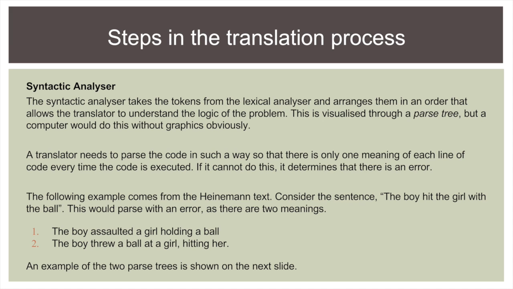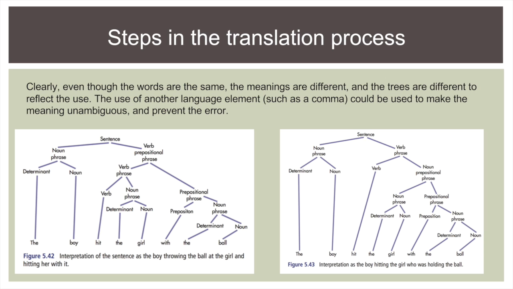And so the example of the 2 parse trees is shown here. So we can see there's 2 different parse trees because there's 2 different meanings. Each word in the sentence can have a different meaning based on what you put emphasis on. In this case, the sentence isn't clear. We need more language elements, and in this case, in English, we need a comma to determine what meaning exactly we're looking for in the sentence. If the sentence is specifically clear, then we don't have an error, and the computer will execute the line of code the exact same way each time.